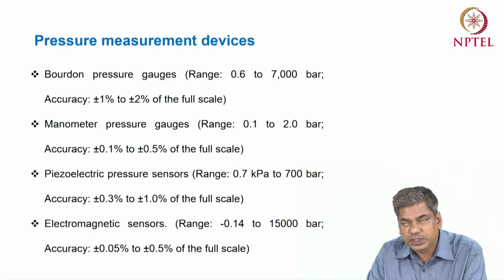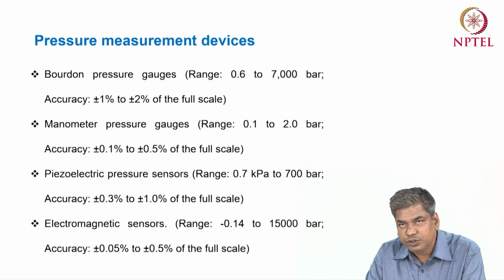So for the manometer pressure gauge, the range is approximately 0.1 to 2 bar, and accuracy is approximately 0.1% to 0.5% of the full scale. Then apart from this, we can use the piezoelectric pressure sensor.